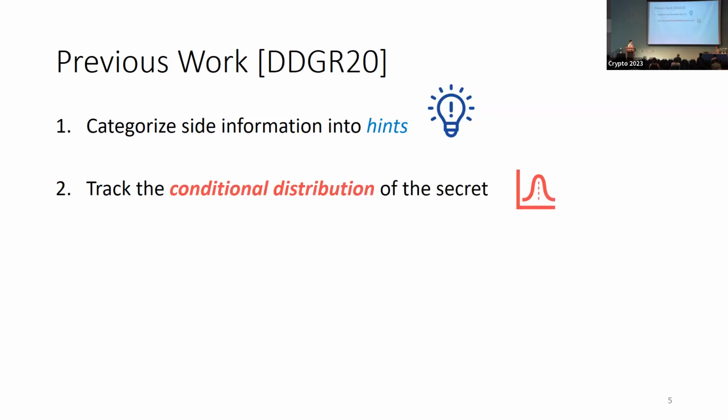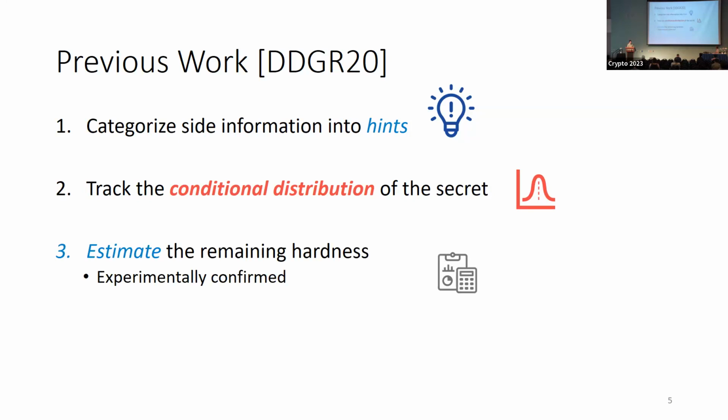And a little bit about this prior work. The idea really was to first categorize your side information into hints. They had to have a particular specific structure. And then with these hints, you could actually track the conditional distribution of the secret, your LWE secret, over time, given these hints. And then you could estimate the remaining hardness in your instance. And these estimates were experimentally confirmed.